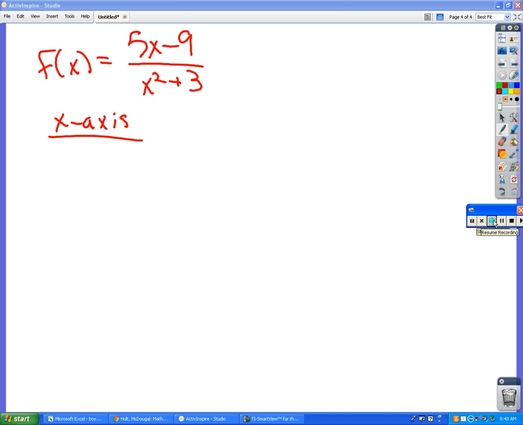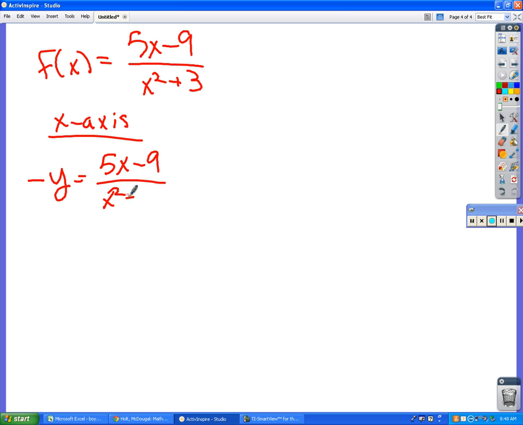Okay, what do I have to do to reflect the graph across the x-axis? Change the y. So this is the y, right? Okay, so I'm going to rewrite that as negative y equals 5x minus 9 over x squared plus 3. But can I graph a negative y? No, I need the y equals, so how do I get rid of that negative there? Multiply everything by negative 1.